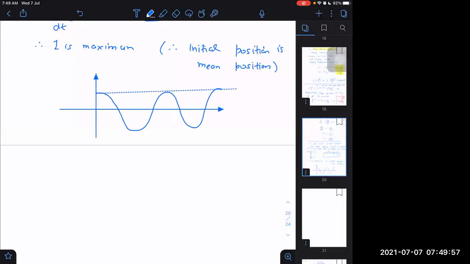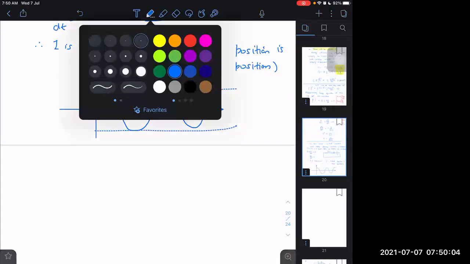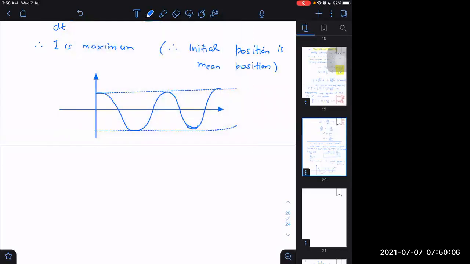A sinusoidal value which starts with maximum is obviously a minus cosine or plus cosine graph. It will be plus pi by 2 or minus pi by 2. That plus or minus pi by 2 will depend on whether I want to take the initial current positive or negative.